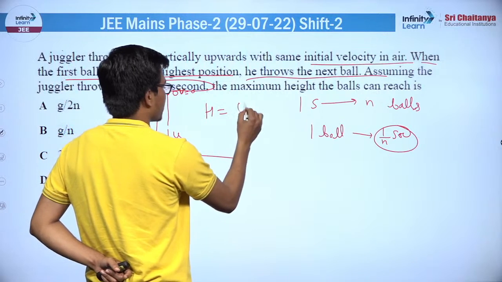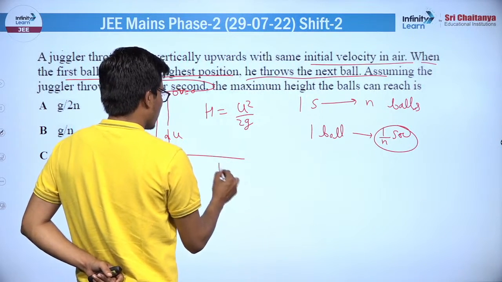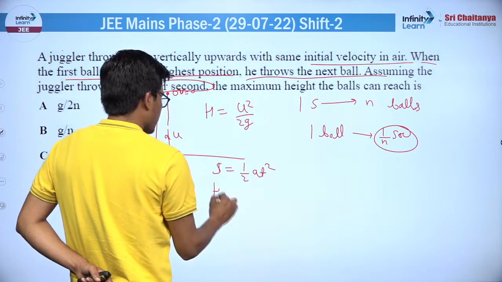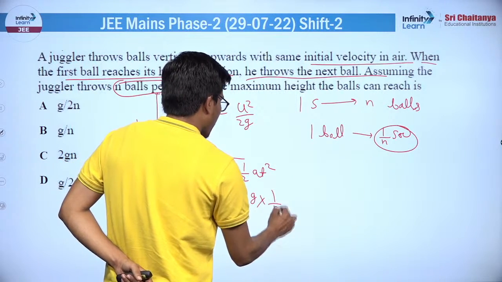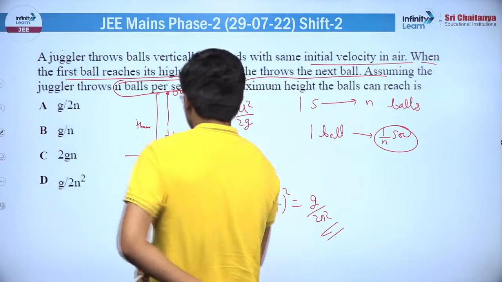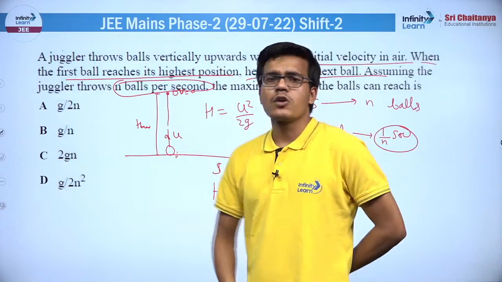So the maximum height I know is given by u square by 2g. And if I know the time, I have to apply s equal to half g t square. S is the maximum height, the initial velocity is zero, and the time is 1 by n for one ball only. So the answer should be g by 2n square. This will be the maximum height for every ball, g by 2n square, whatever the frequency is.